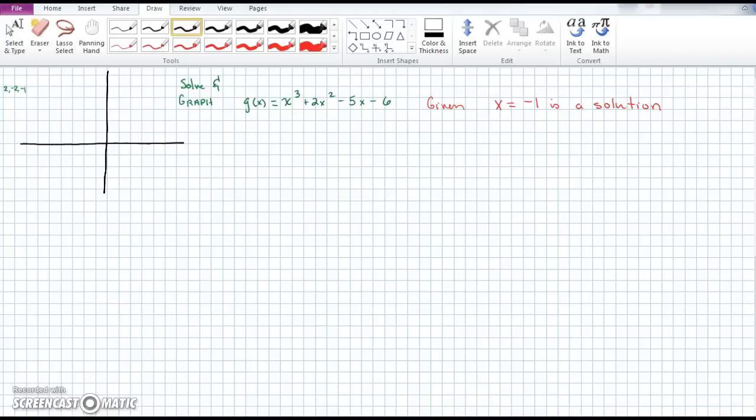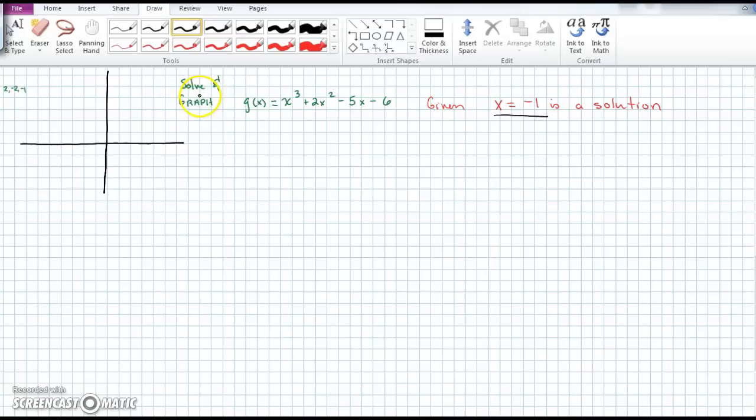This is a problem that is similar to something you might see on a coming assessment or final exam. It says solve and graph g of x equals x cubed plus 2x squared minus 5x minus 6, given that x equals negative 1 is the solution.